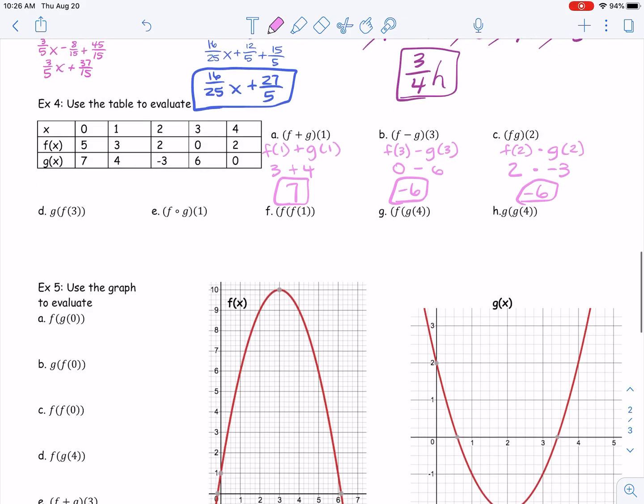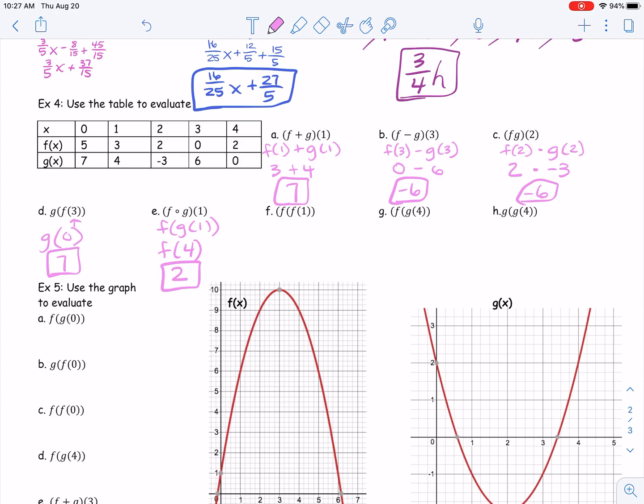Now we're going to get into some compositions. So the first one I have is g of f of 3. So I'm going to do my innermost parenthesis first. So what is f of 3? F of 3 is 0. So now I'm going to perform this operation. What's g of 0? 7. Step by step. Second one is f of g of 1. So remember, another way of writing this is f of g of 1. Innermost parentheses first. G of 1 is 4. So now I'm really only doing f of 4, which is 2.